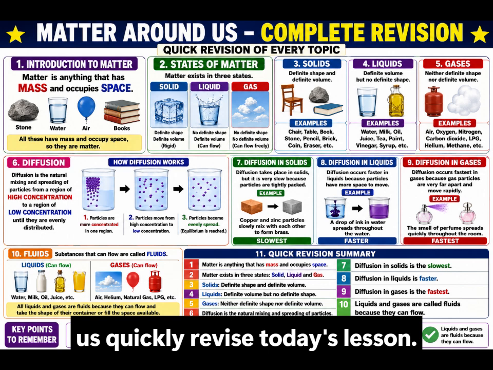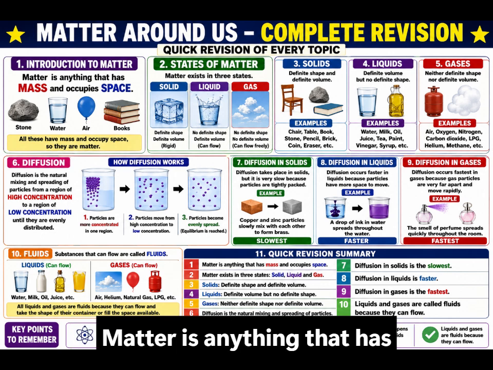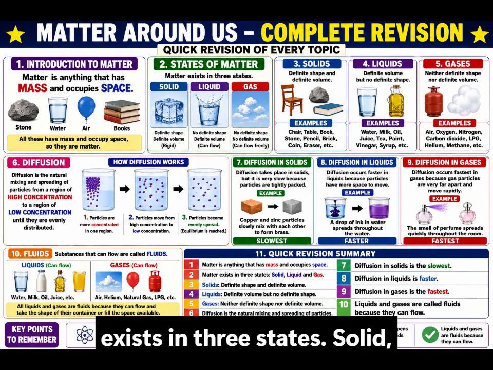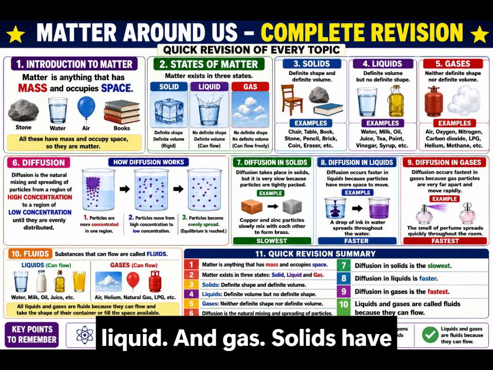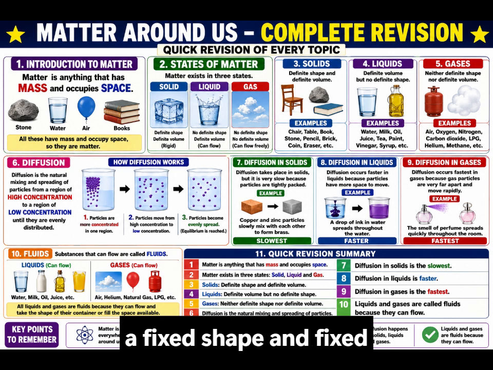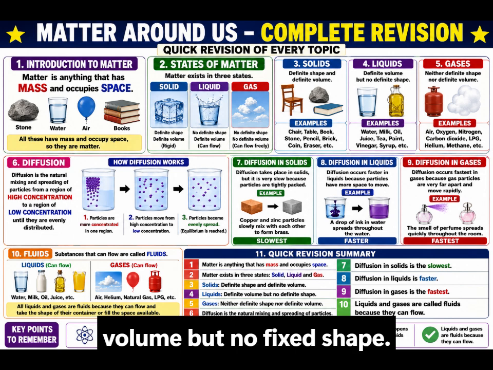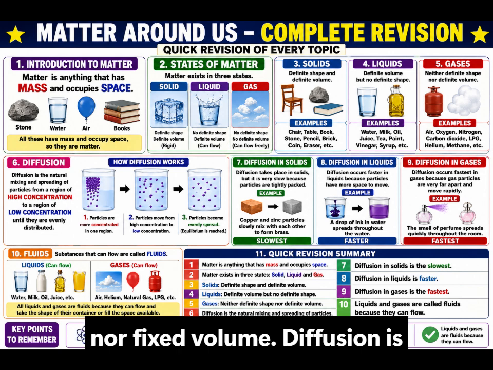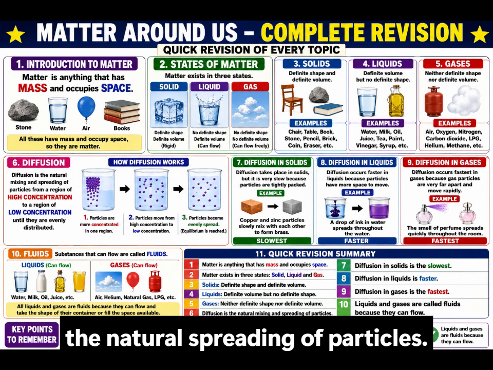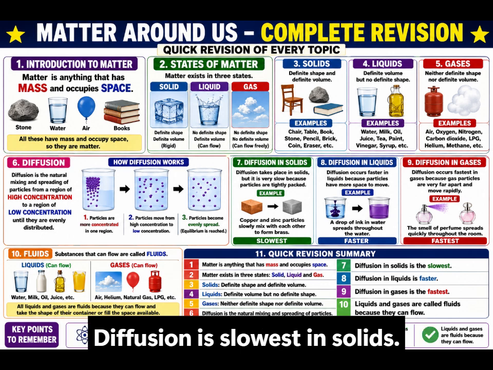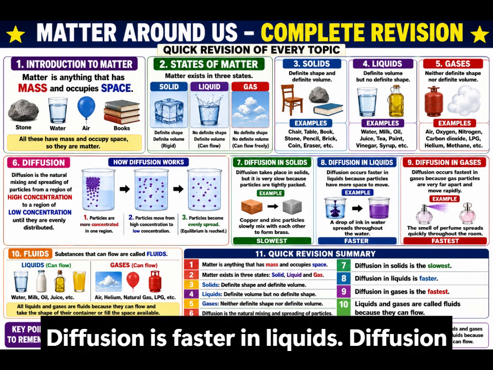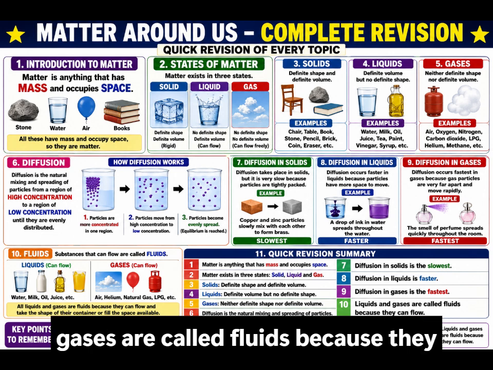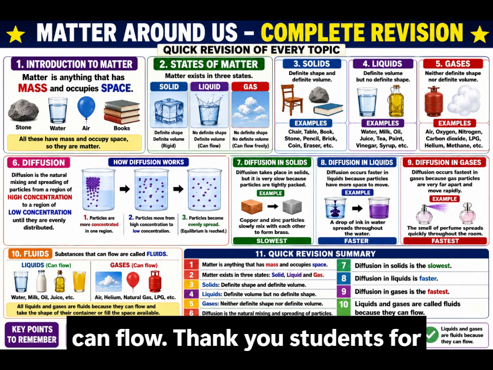Let us quickly revise today's lesson. Matter is anything that has mass and occupies space. Matter exists in three states: solid, liquid, and gas. Solids have a fixed shape and fixed volume. Liquids have a fixed volume but no fixed shape. Gases have neither fixed shape nor fixed volume. Diffusion is the natural spreading of particles. Diffusion is slowest in solids. Diffusion is faster in liquids. Diffusion is fastest in gases. Liquids and gases are called fluids because they can flow.